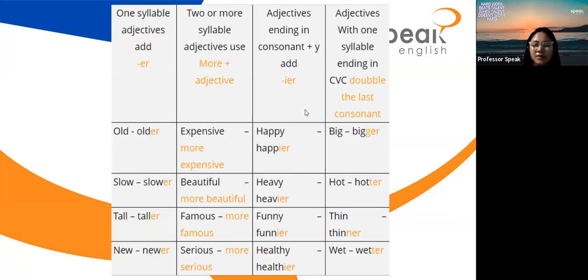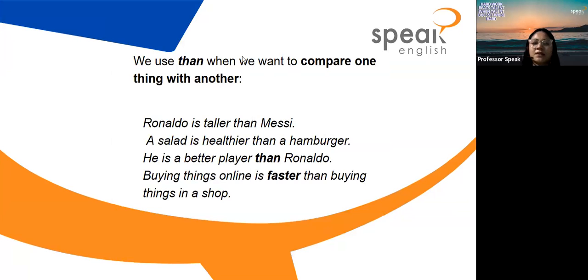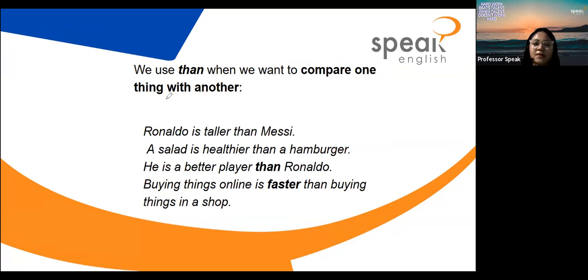Okay, now I have the examples in here. Only remember that when we are comparing, we use what? We use a word, and that word is going to be "than". So we use "than" when we want to compare one thing with another. In the example I have, Ronaldo is taller than Messi. So again, we have the word "than" in here because we are comparing one with another.